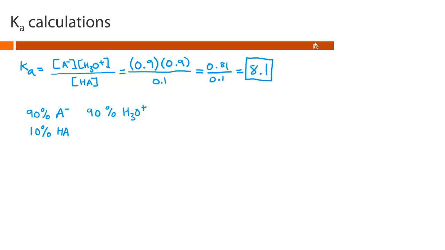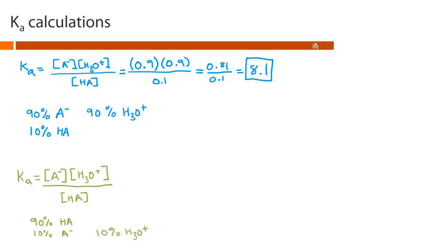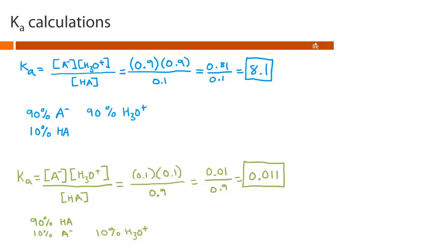Okay, now let's try this with our weak acid, our acid that only dissociates 10% in water. So we'll rewrite our acid dissociation equation, and this time our values are flip-flopped. At equilibrium, we still have 90% of acid, HA, so that means only 10% has donated a proton to water. Okay, let's convert our percentages to decimals and plug in our numbers again. So 0.1 times 0.1 is 0.01 divided by 0.9, and we get 0.011. So the big takeaway I want you to have from all this math is that a strong acid will have a large Ka, and a weak acid will have a very small Ka.